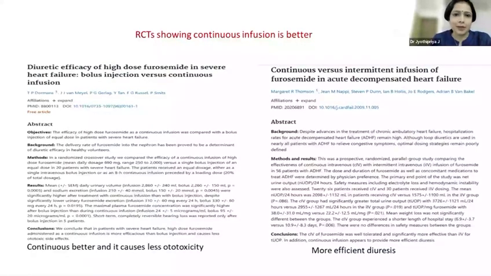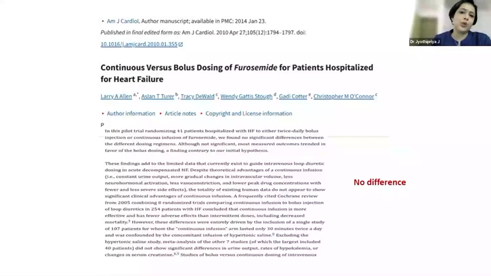And these are some of the randomized controlled studies which are supporting continuous infusion. Some are showing it has better diuresis and less ototoxicity, but we need more studies. And yet this is another one showing there is not much difference. So basically, it's like a 50-50. They're saying there is no concrete evidence to say one is better than the other.